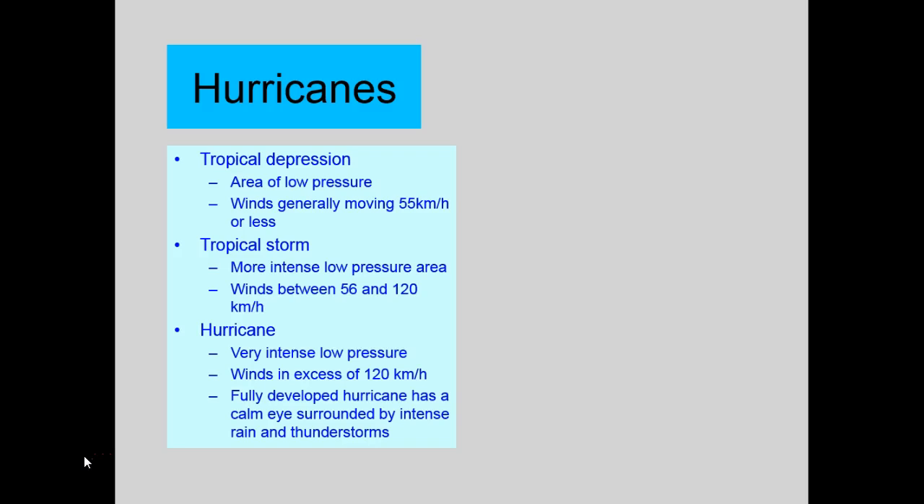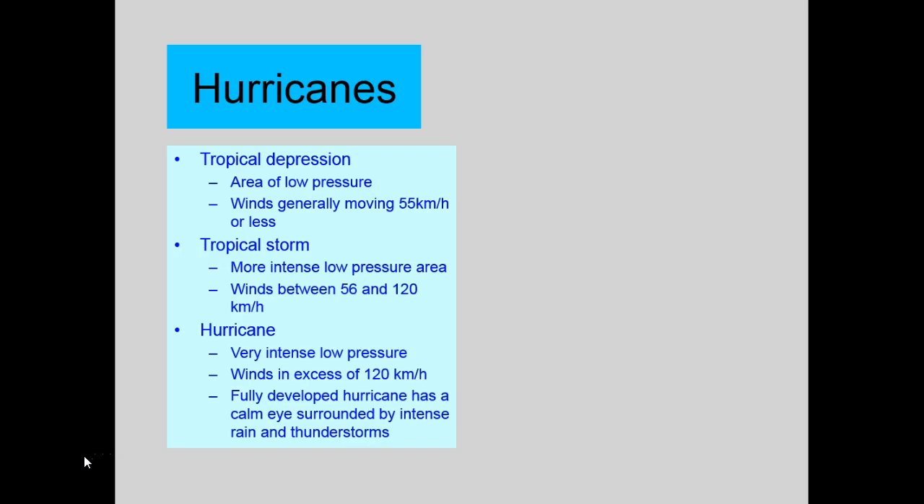Okay? 120 kilometers per hour would be 72 or 75 miles per hour. Okay? So that's getting pretty high. The hurricane, very intense low pressure, and there is a millibar reading for that. The winds are in excess of 75 miles per hour.